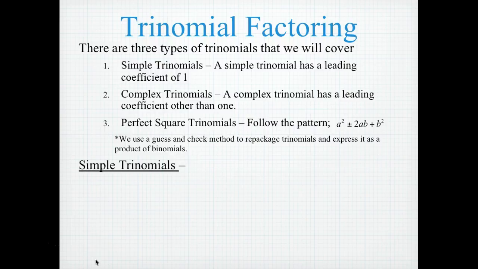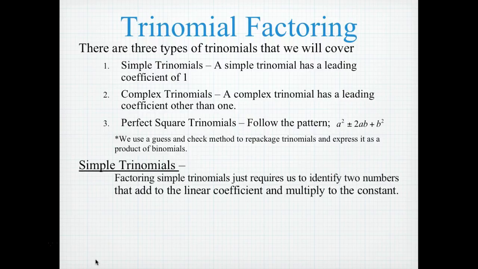So we're going to start with some simple trinomials. Factoring simple trinomials just requires us to identify two numbers that are going to add to the linear coefficient and multiply to the constant. So our example, x to the second plus 7x plus 12. We identify this as a simple trinomial because it has a leading coefficient of 1.